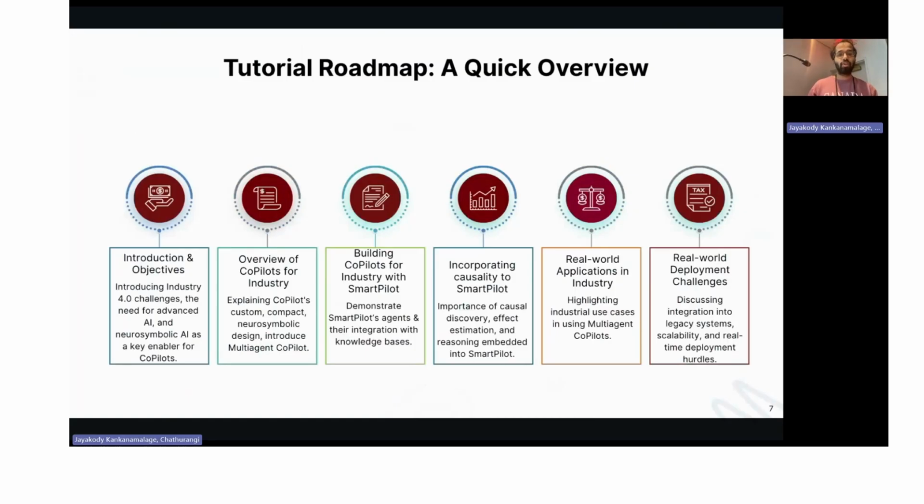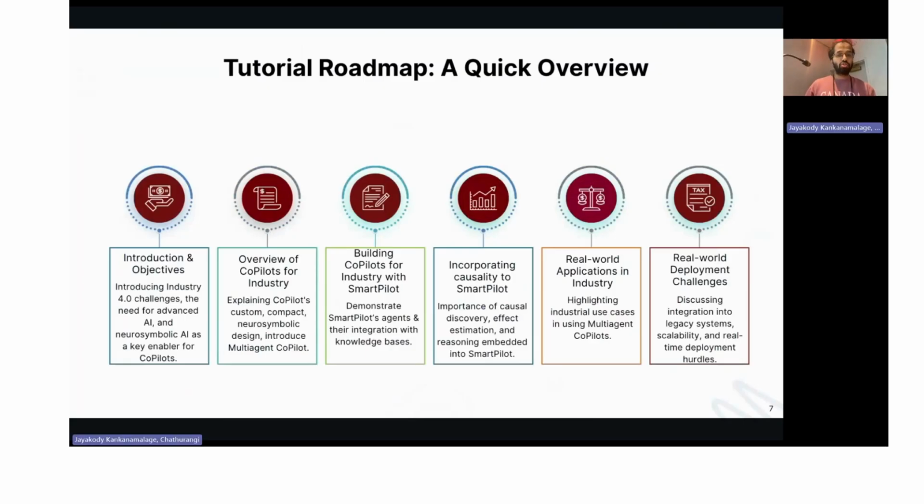And then we will go through an overview of copilots for industry, where we explain copilots' custom, compact, and neurosymbolic design, and we introduce multi-agent copilot. All these terms will be defined later. Then we will build copilots for industry with SmartPilot, which is a multi-agent copilot that we have developed for manufacturing. We will demonstrate SmartPilot's agents and their integration with knowledge bases.